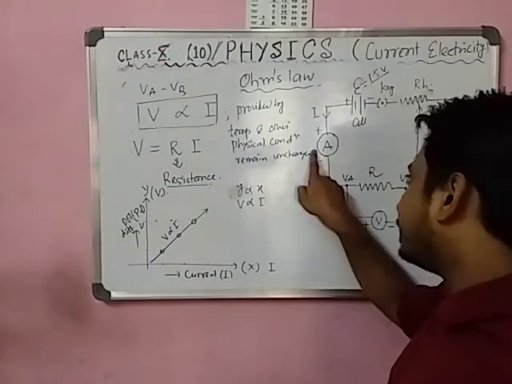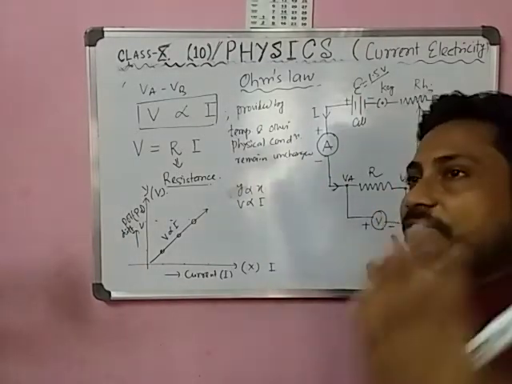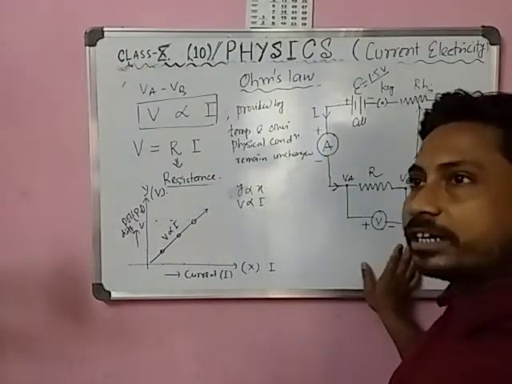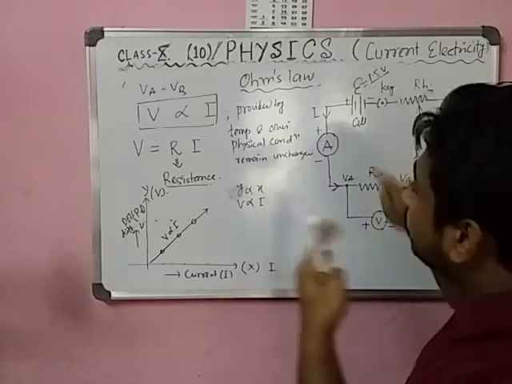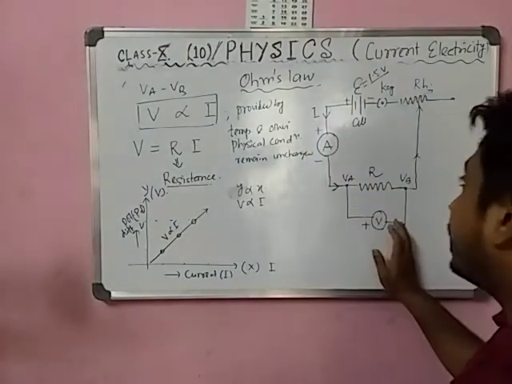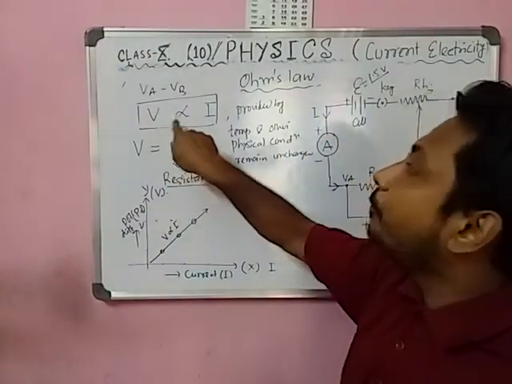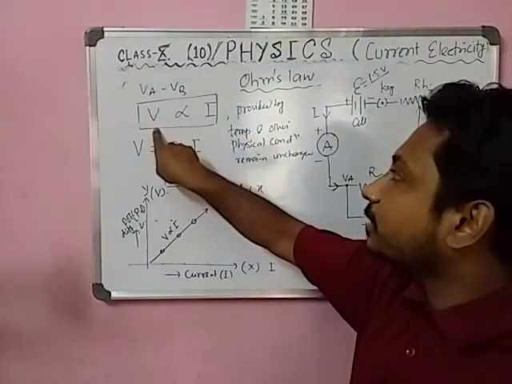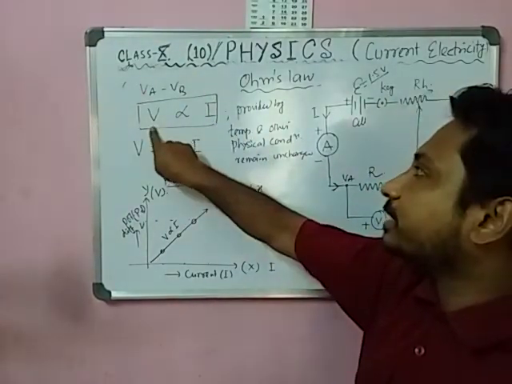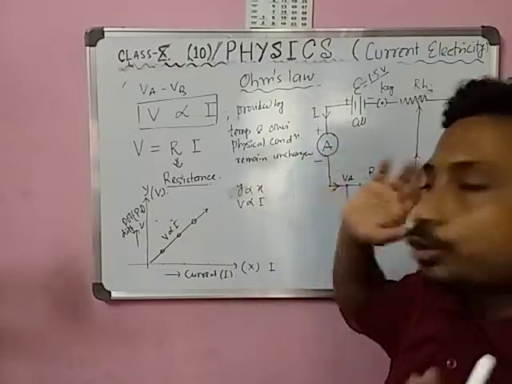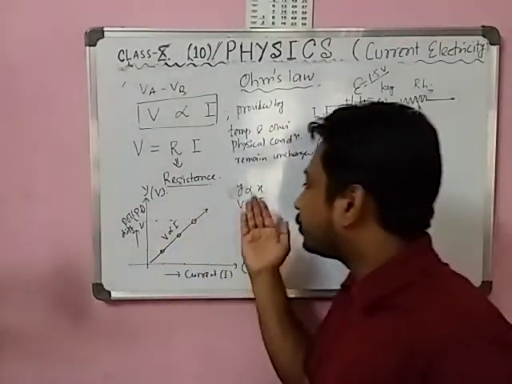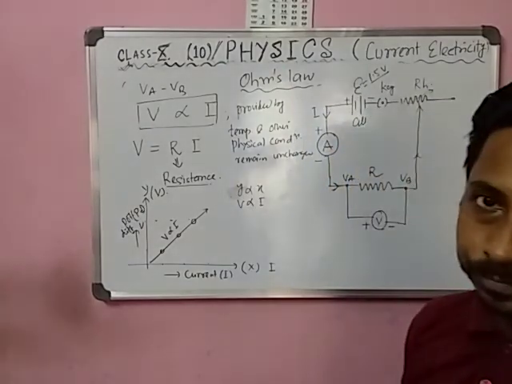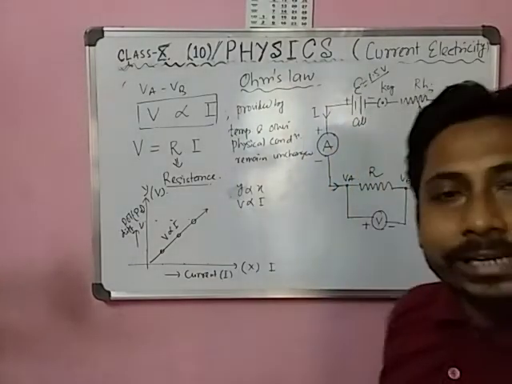Means if I increases, V also increases. If I decreases, then V decreases. It means you can write V proportional to I. If this increases, this also increases. If this decreases, then this also decreases. So that's why we are getting this type of graph, which is a straight line passing through the origin. Okay. So up to this I think no problem.